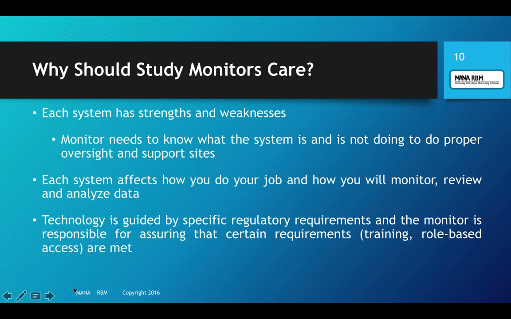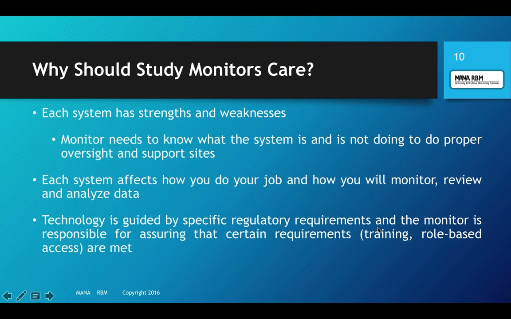So one of the things that we often recommend is that monitors actually play a role in what's called user acceptance testing so that you truly do know what the system does, because it helps you support the sites as well. So if you know how the system works, if you've actually entered subjects in there, then you are going to be a much stronger asset and help to the sites when they're having challenges about how do I do something, because you'll understand the system better.